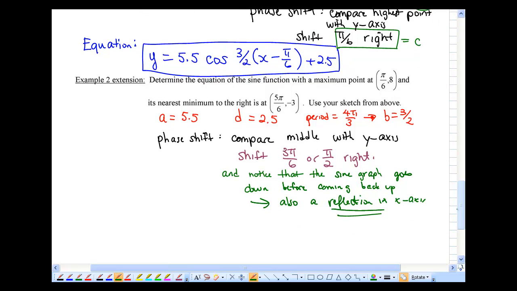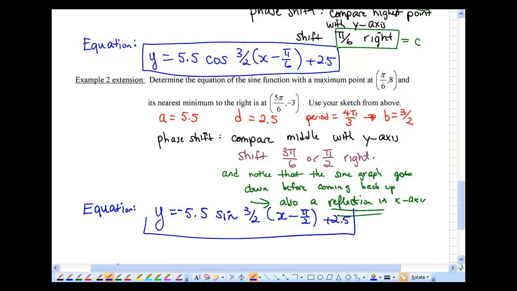So, with all this now, let's go ahead and put the equation together. Y equals 5.5, but because you have a reflection in the x-axis, it's now negative. How about sine of 3 over 2, x minus pi over 2 plus 2.5. Ta-da. And once again, that's not the only answer.